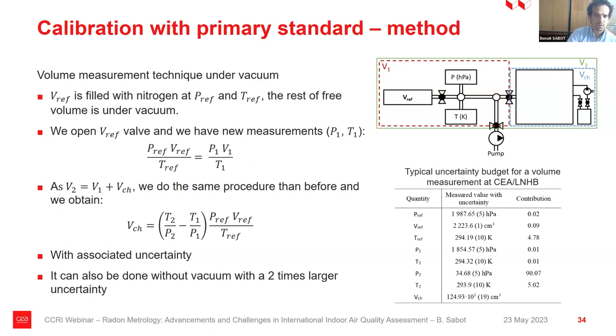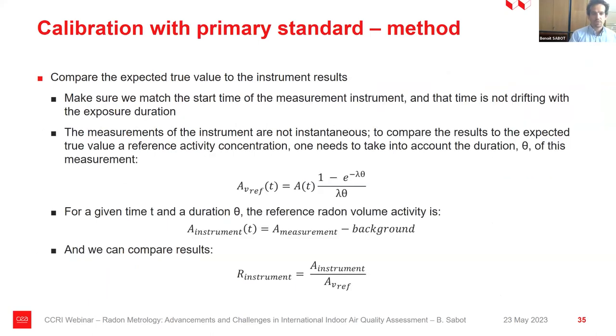Of course, it's not always suitable to pull a vacuum inside your chamber, especially when you place a very sensitive detector inside. So you can reproduce this technique using a differential pressure measurement instead. Of course, the uncertainty will be larger. At the end, as I said, we have the activity of the standard. We know the volume of our chamber. So at any time, we can have the volumic activity of our chamber with the detector to calibrate inside.